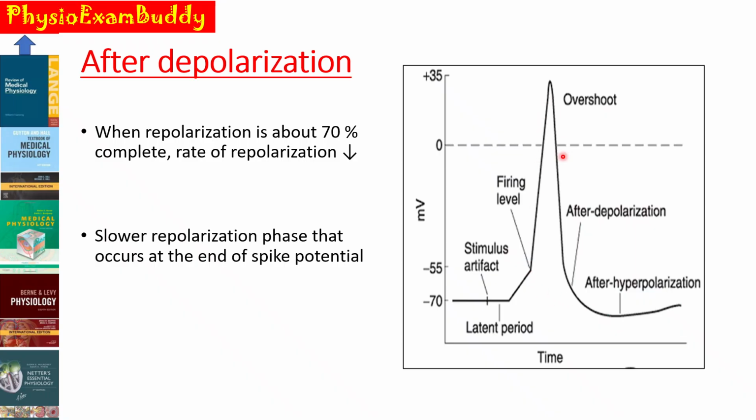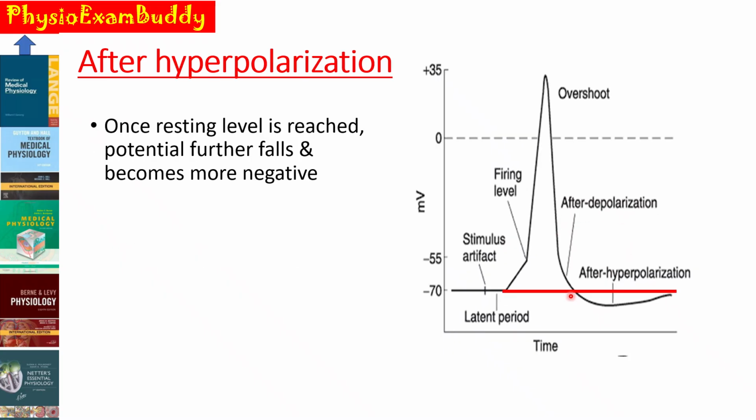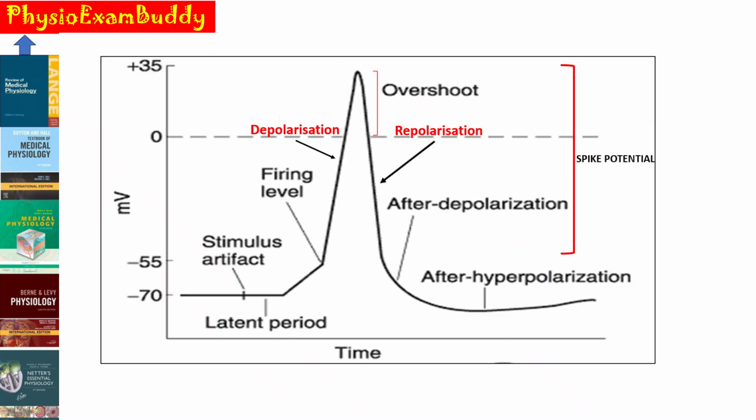So this rapid depolarization and the rapid repolarization phase together form the spike potential, and after the spike potential, this slow repolarization phase that occurs at the end of the spike potential is known as the after depolarization phase. And the after depolarization phase is followed by the after hyperpolarization phase. That is, once this resting level is reached, that is minus 70 millivolt, the potential further falls and becomes more negative. And this phase below minus 70 is known as the after hyperpolarization phase.